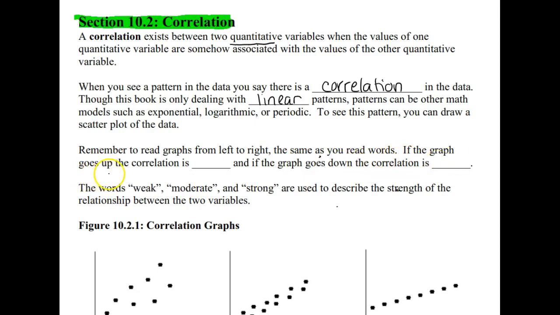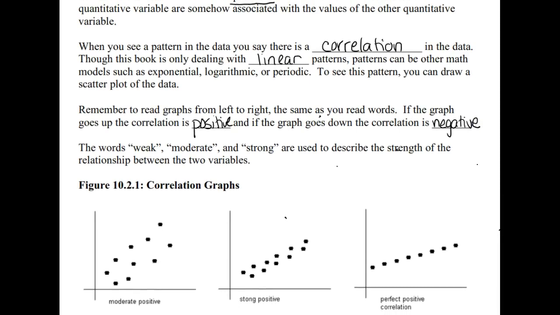If the graph goes up from left to right, the correlation is said to be positive. And if the graph goes down from left to right, the correlation is said to be negative.